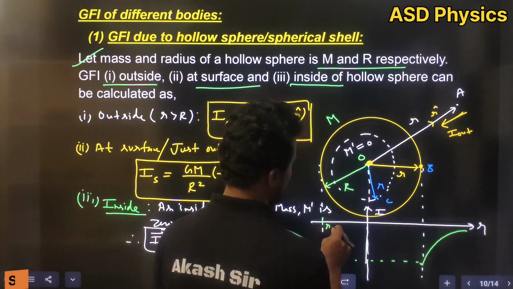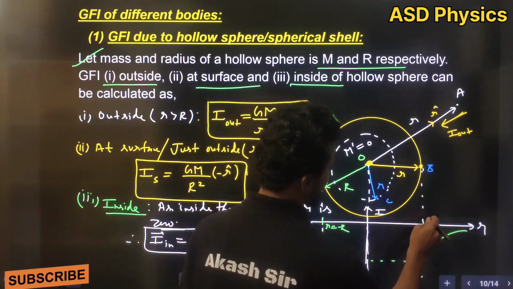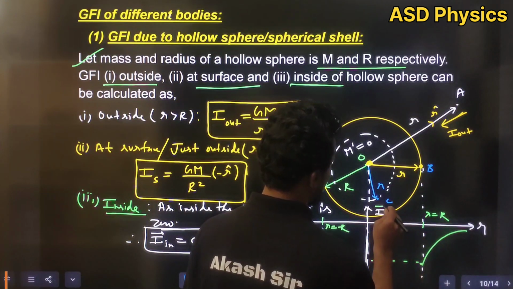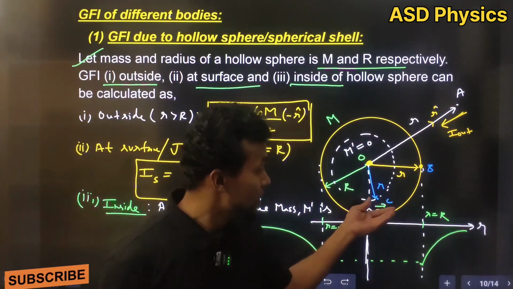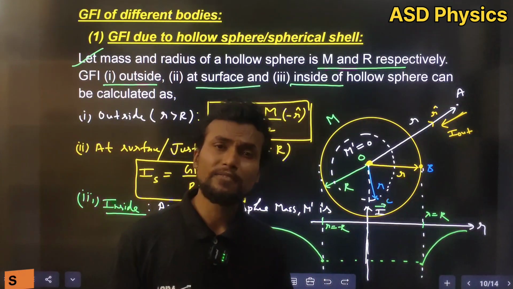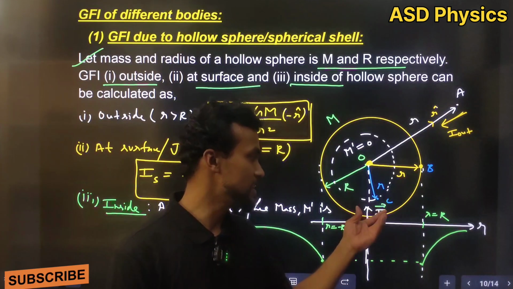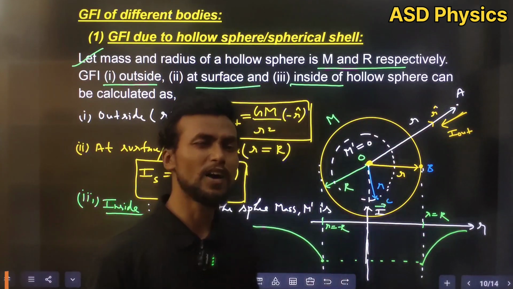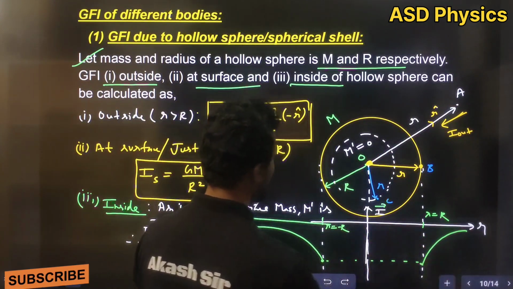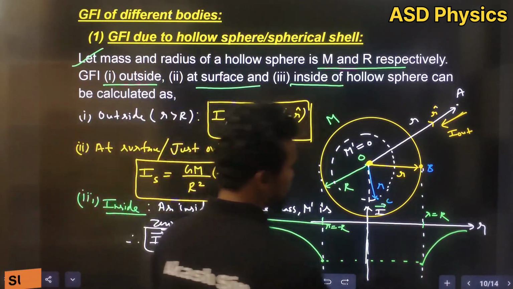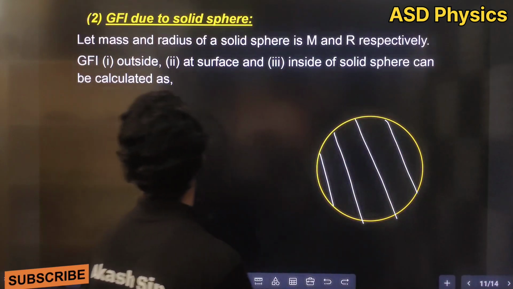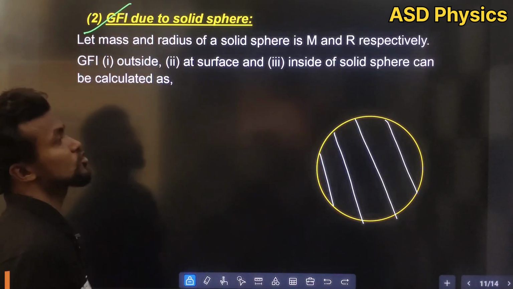Here we will write less than or equal to minus R, and here less than or equal to capital R, and here we'll put the vector sign. When we are taking the direction, the graph will be downward. And if we are not taking the direction, if the vector sign is not there, then you can take the graph upward also, no problem. Okay. So this is for the hollow sphere. After that, students, we will see the GFI due to a solid sphere.